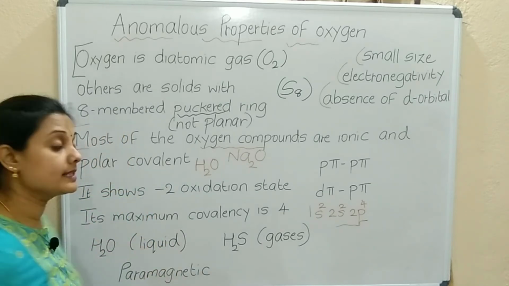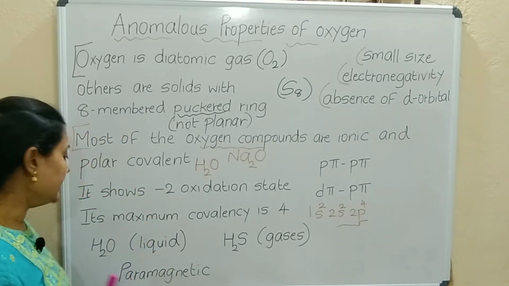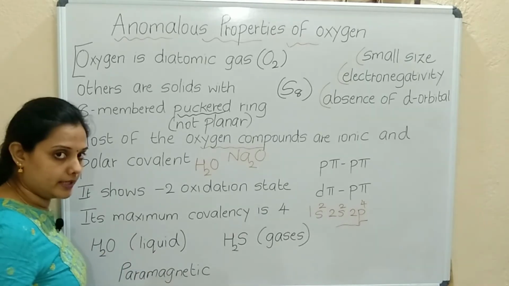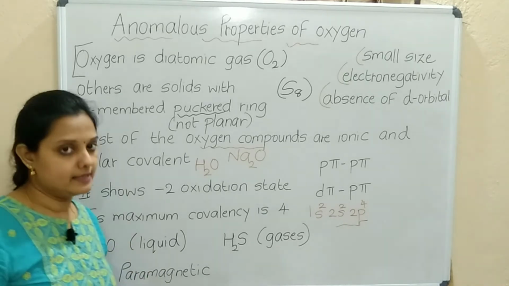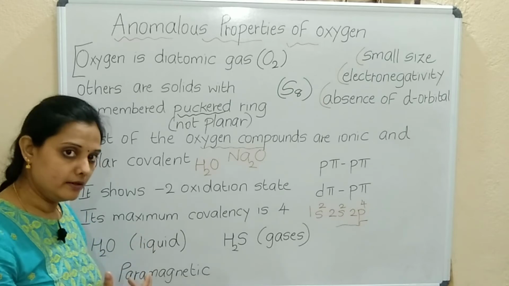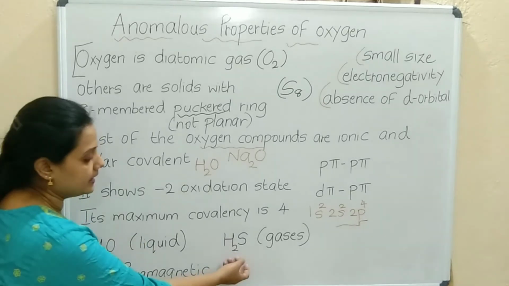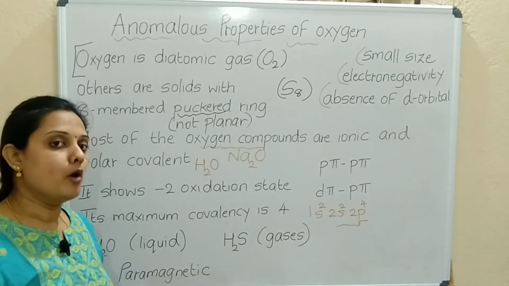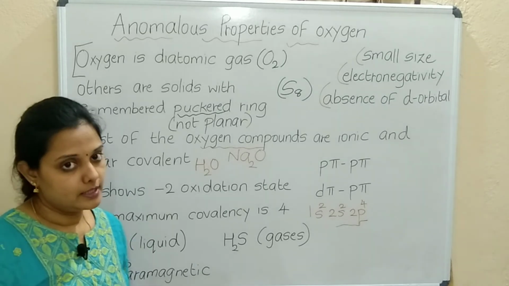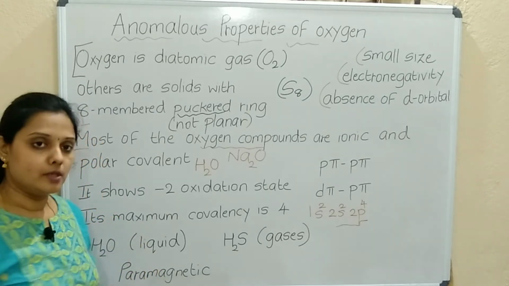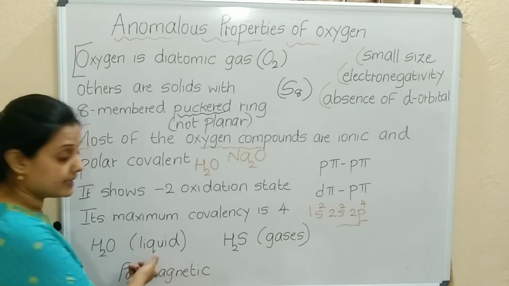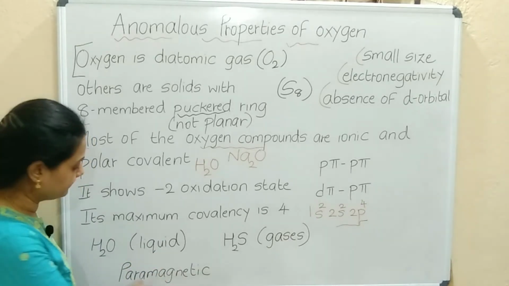Now why does water exist as a liquid? The main difference is that in water, hydrogen bond is seen. Hydrogen bond is formed in the case of water, but in H2S, hydrogen bond is not formed. So as water forms the hydrogen bond, it exists in the liquid form.